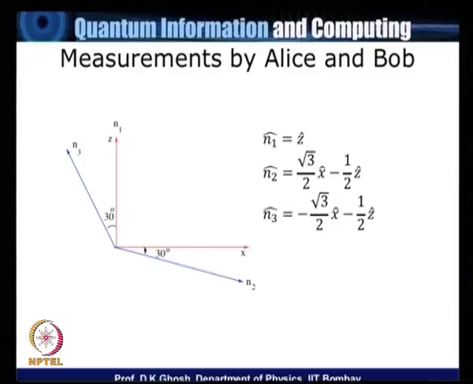Let me choose direction n1 to be the z-axis, n2 to be a direction in the fourth quadrant, making an angle of 30 degrees with the positive x-axis, and n3 in the second quadrant, making an angle of 30 degrees with the z-axis. The respective unit vectors are written down there.